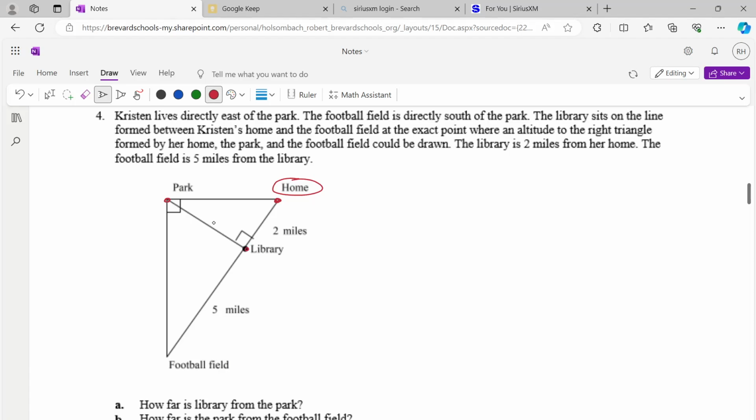Library and park. That's our altitude drawn to the hypotenuse. So question A is equal to the square root of 5 times 2, which is the square root of 10, which is 3.2.